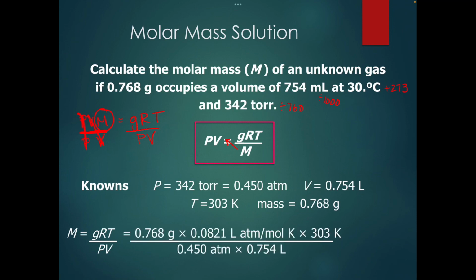So now we can plug everything in. Make sure our units cancel, and we're left with grams per mole. So that will give us our answer of 56.3 grams per mole.